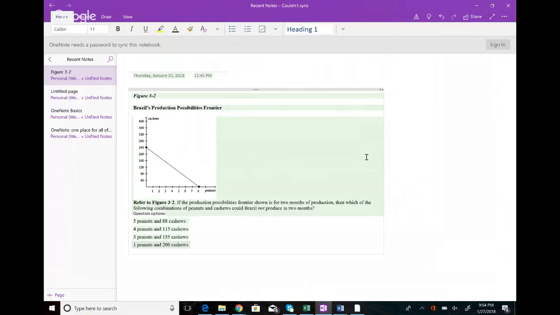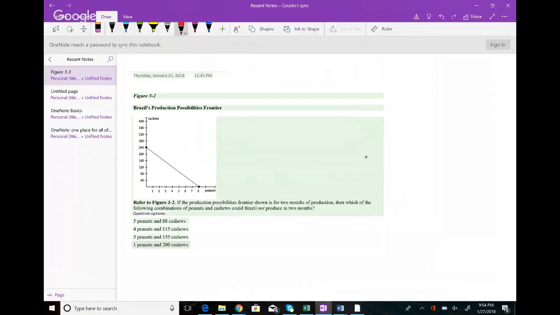First question. Brazil has a production possibility frontier, the one over here, and on the vertical axis are cashews, and the horizontal axis is peanuts. The question asks, if the production possibility frontier shown is for 2 months, which of the following combinations of peanuts and cashews could Brazil not produce in 2 months?